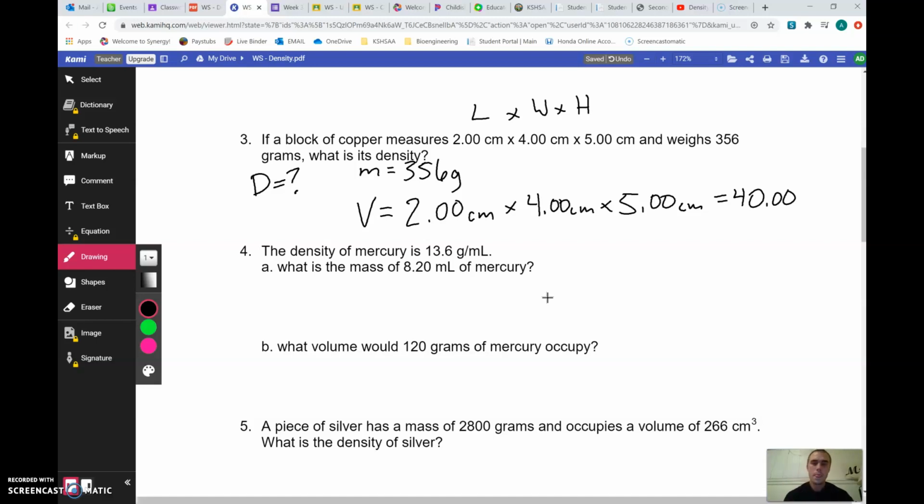Anyways, centimeter times a centimeter times a centimeter in terms of our unit is going to give us centimeters cubed.